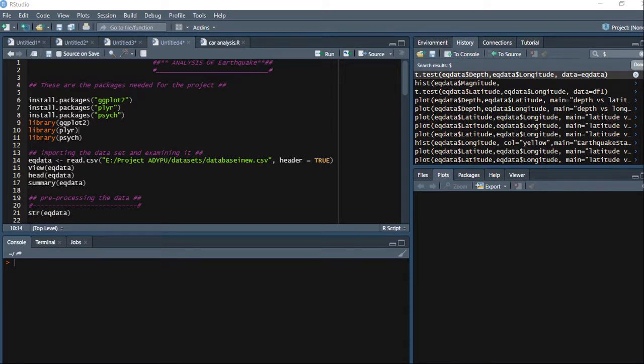Hello everyone. Our topic for today is about the analysis of earthquakes. Basically, we are going to be considering the latitude, longitude, magnitude, and other values for doing the analysis on earthquakes. Let us see the packages we have installed.